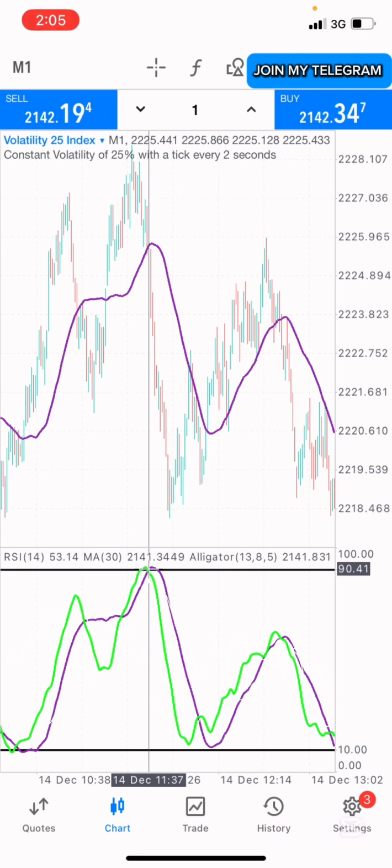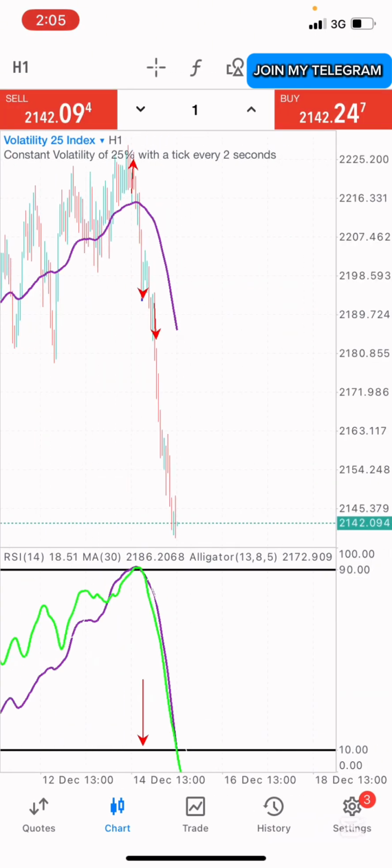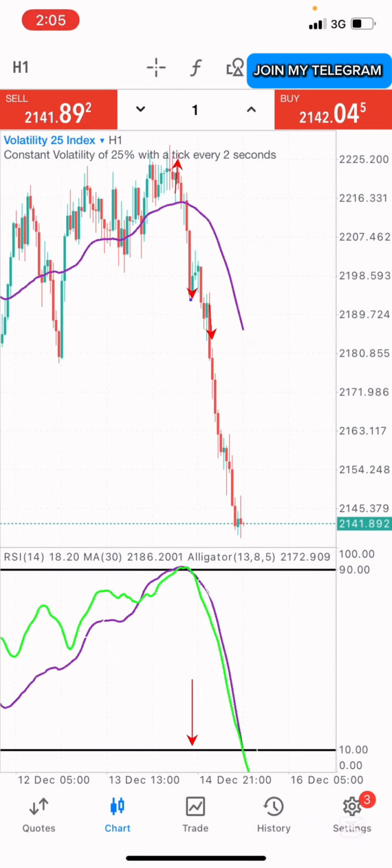Now remember that this is the 1 minute time frame, and on the 1 minute time frame, the market tends to move quicker than the higher time frame. If we go over to the 1 hour time frame, for example, right here, you can see how perfect this analysis and strategy is on the 1 hour time frame as well.